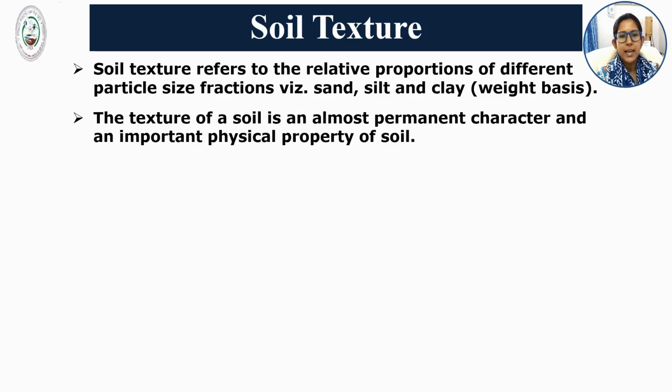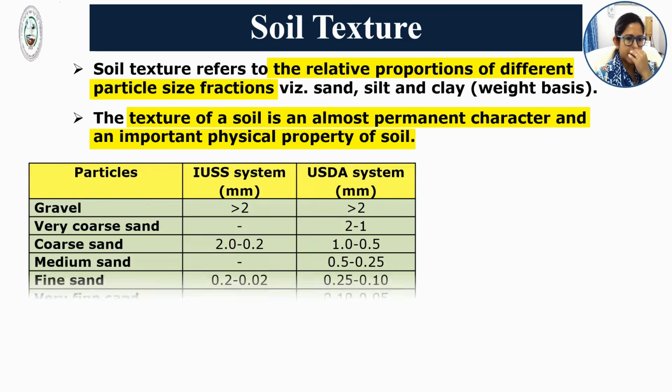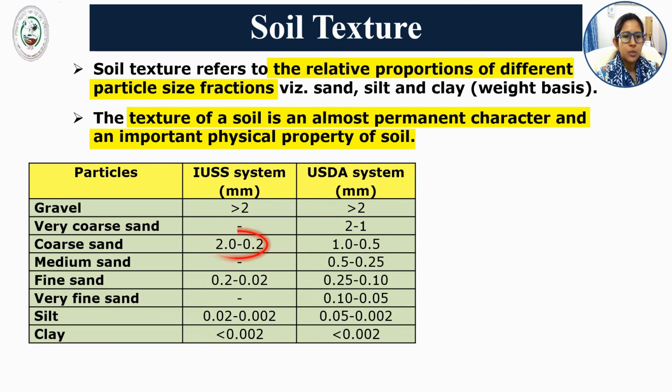Texture, as we know, is the relative proportion of the different particle size fractions, visually sand, silt and clay. And the sand, silt and clay are directly derived from the parent material by the 5 factors of soil formation. And if you see the size range, generally for sand it is 2 to 0.2, for fine sand 0.2 to 0.02, and then silt varies from 0.02 to 0.002 mm, whereas clay fraction is less than 0.002 mm.